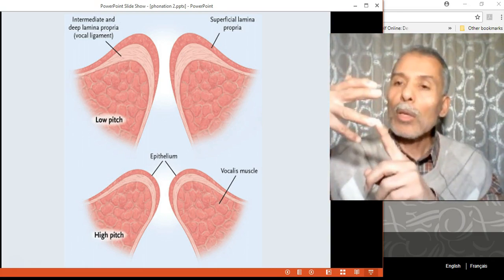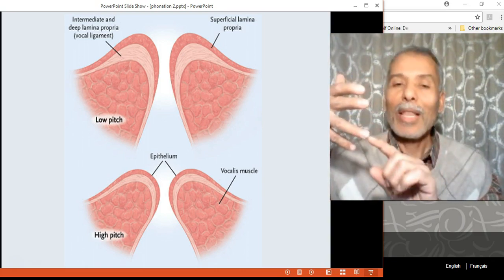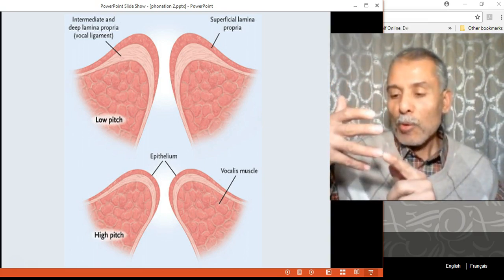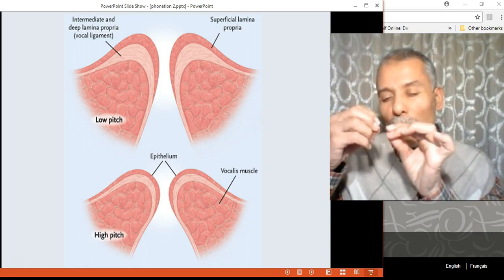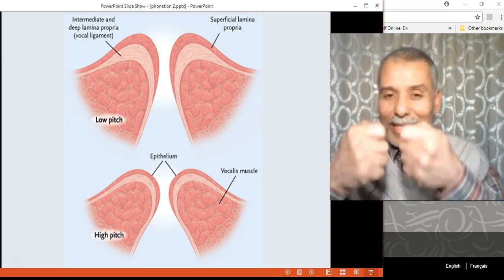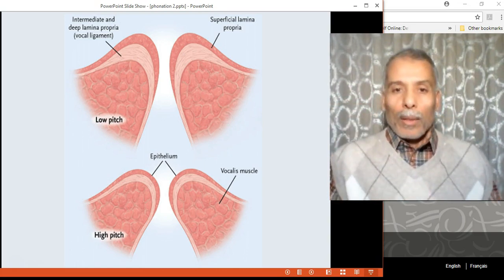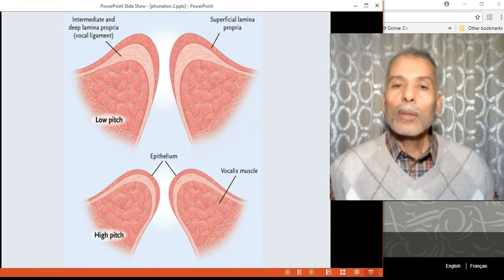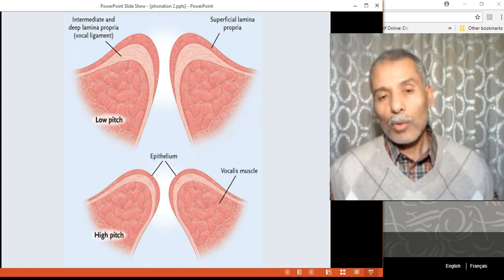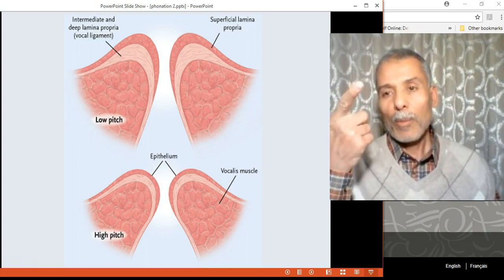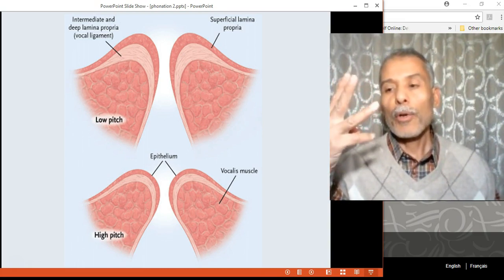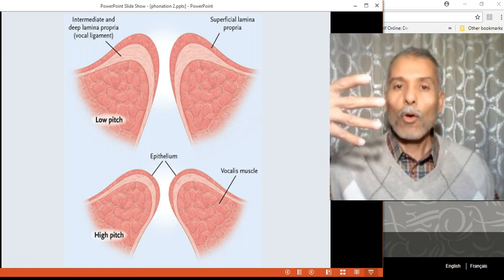And then you go to the deeper layer that's called the deep lamina propria. That deep lamina propria is more like cotton threads. You pull and it gives a tiny bit, but it doesn't stretch much. It is stiff. So if we look at individual layers now, how many layers do we have? The epithelial membrane, the superficial lamina propria, the intermediate lamina propria, the deep lamina propria. 4 layers.